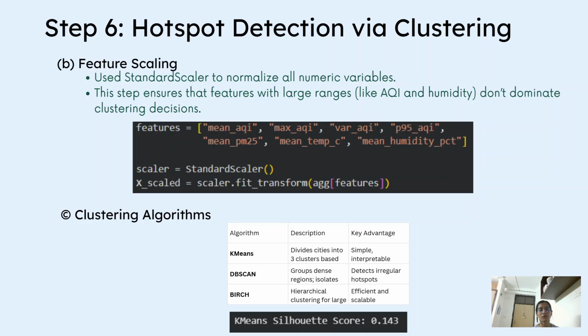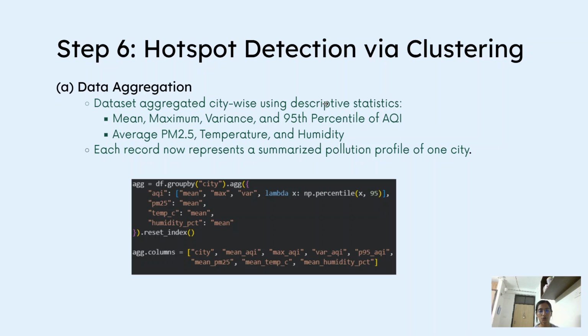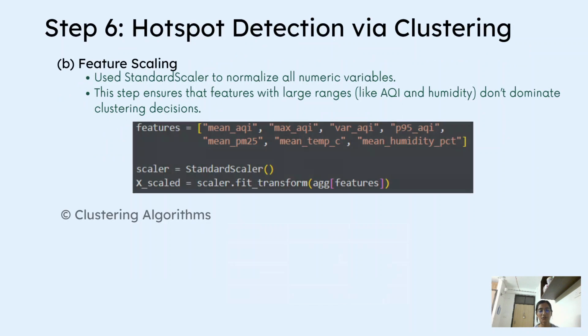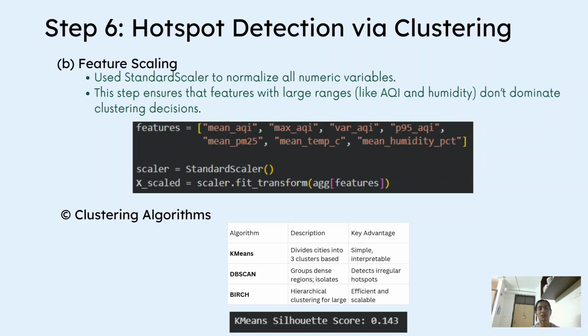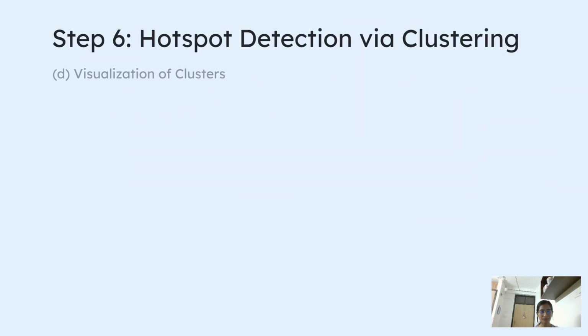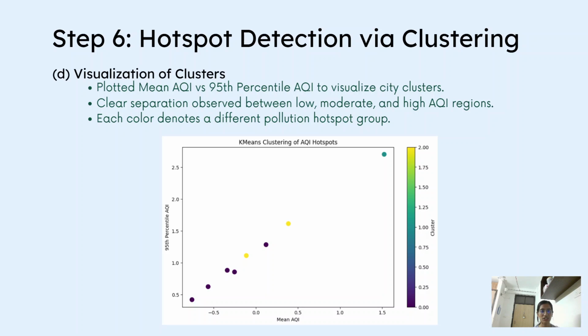So from this dataset, by doing these steps of data aggregation and feature scaling, and after running the clustering algorithm, we get the K-means score of 0.143. Next step is visualization of clusters. We plotted the mean AQI versus the 95th percentile AQI data to visualize city clusters.